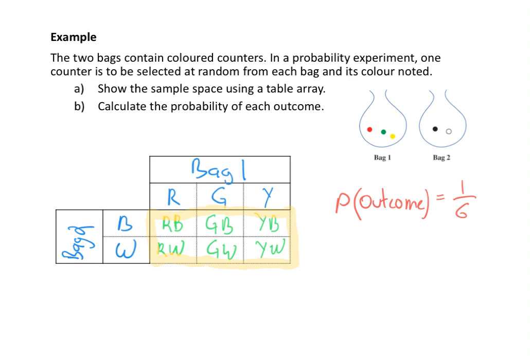So I have a 1 out of 6 chance of getting a red and a black, a 1 out of 6 chance of getting a green and a black, a 1 out of 6 chance of getting a yellow and a black, and then a 1 out of 6 chance of getting a red and a white, a 1 out of 6 chance of getting a green and a white, and a 1 out of 6 chance of getting a yellow and a white. If I add up all of my probabilities, they will equal 1.